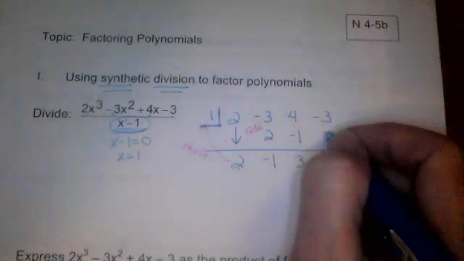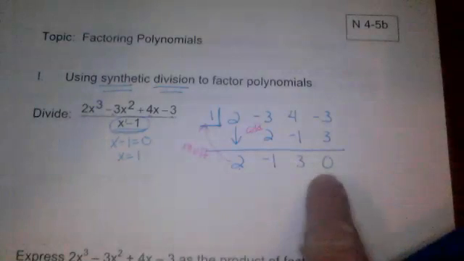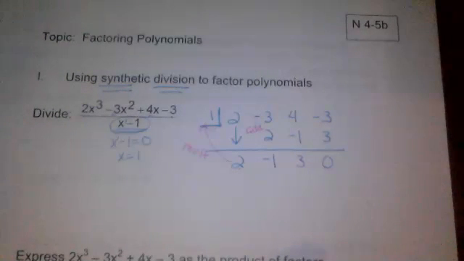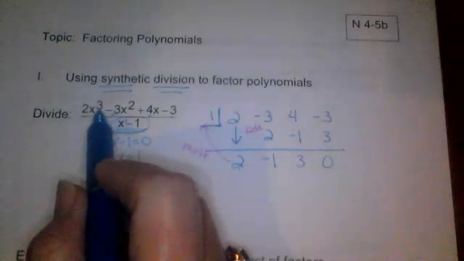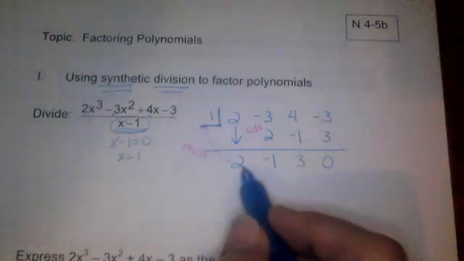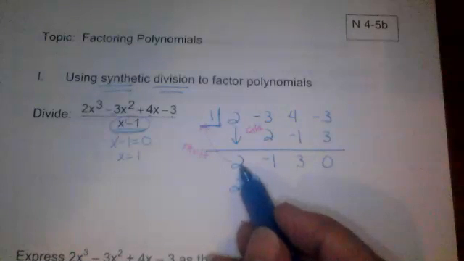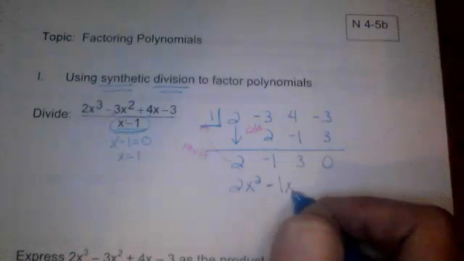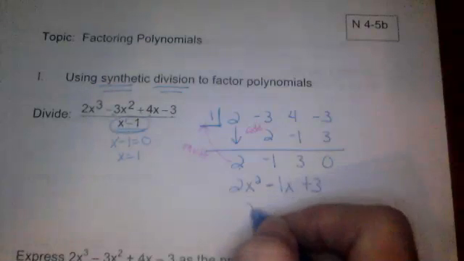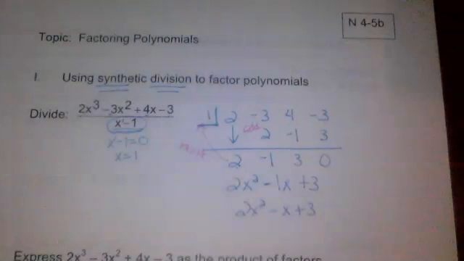Multiply times the box, I get 3. And add -3 plus 3 is 0. These numbers represent the coefficients of my answer. And my answer is always going to be 1 degree less than what I started with here. So this was x to the third. That means my answer here is x squared. So this first number is the coefficient of my x squared term minus 1x plus 3, or 2x squared minus x plus 3.